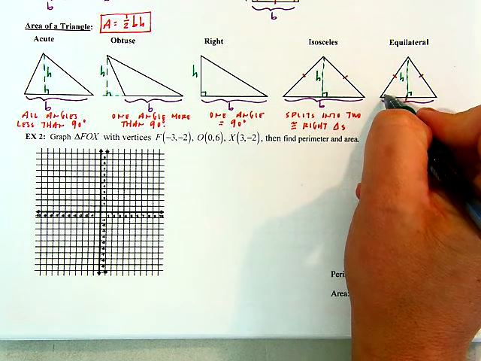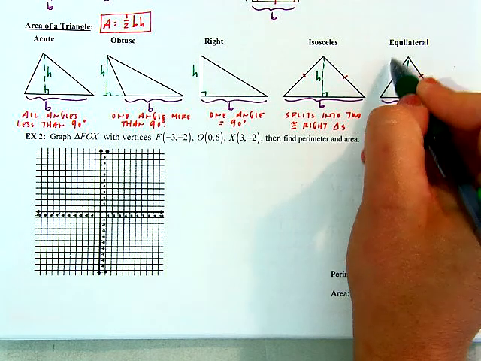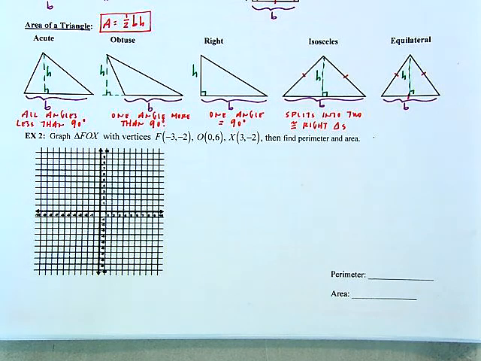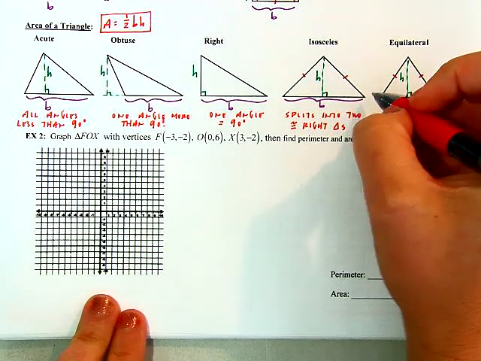So this angle would be 60, this would be 60. This angle up here is being bisected. This would be 30, this would be 30. But again, we'll talk about this later on in the semester.